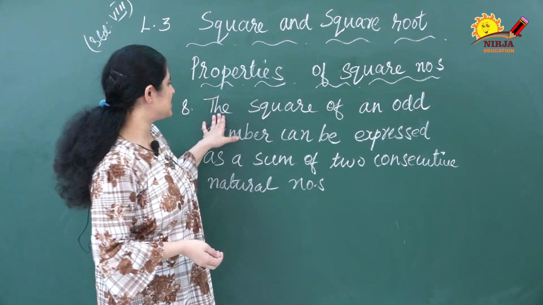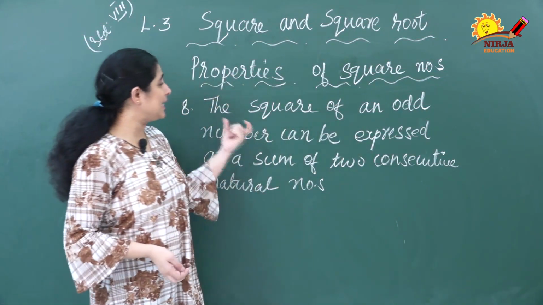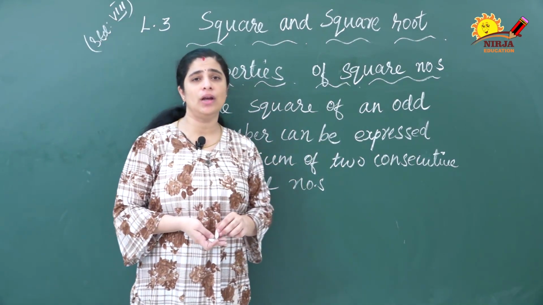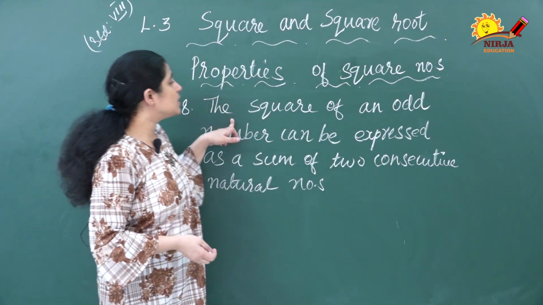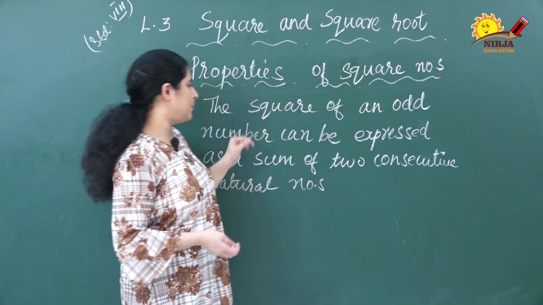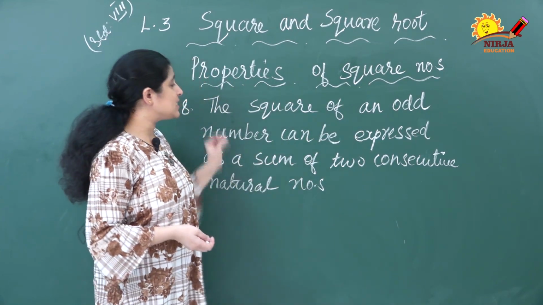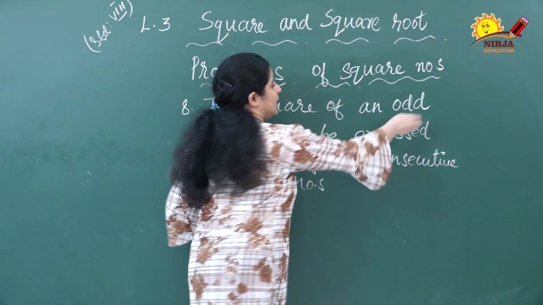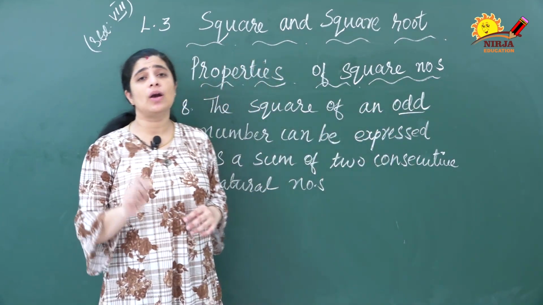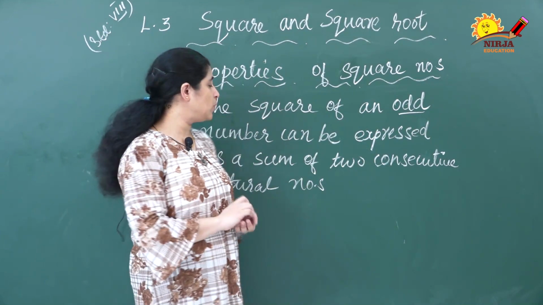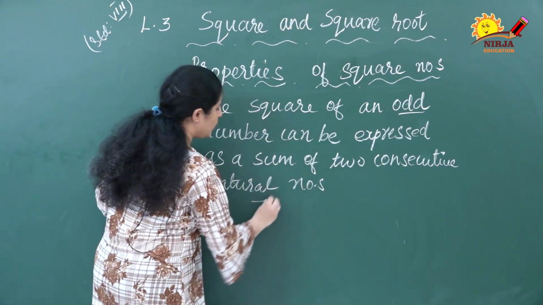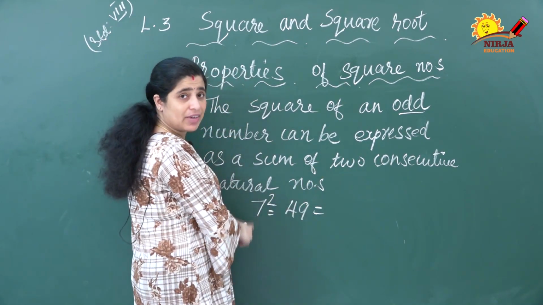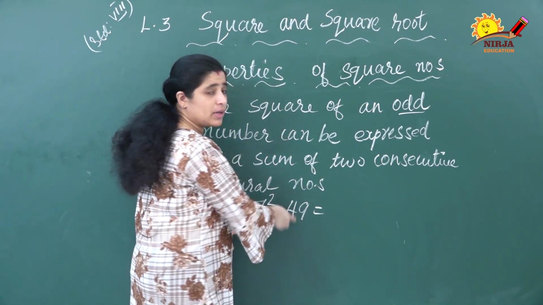The next property is that the square of an odd number can be expressed as a sum of two consecutive natural numbers. I will explain once again. The square of an odd number can be expressed as a sum of two consecutive numbers. You should be clear that this one, that is the square of an odd number. I am going to take one number, that is 7. What is the square of this number? 49. This is an odd number, 7 square.